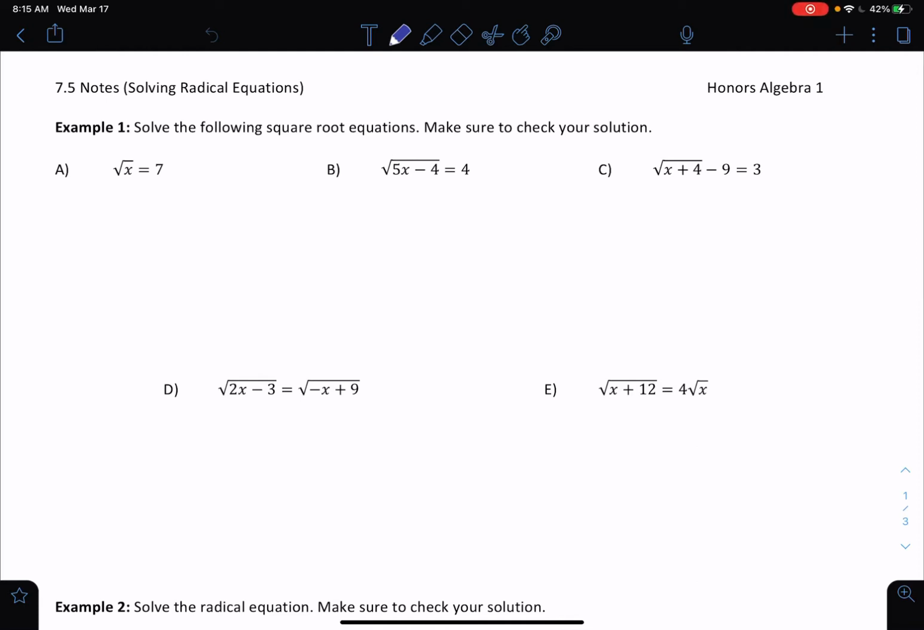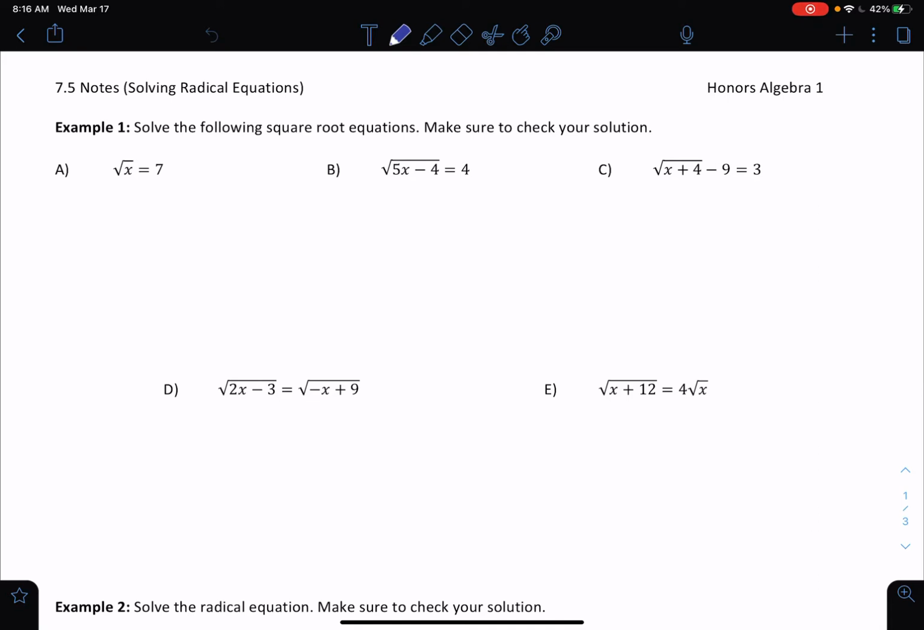Hello there everybody. In this video we are going to be looking at solving radical equations. So we've solved linear equations before in the past. In order to do that, we had to do the opposite of what was happening. So like to undo addition, we did subtraction. To undo multiplication, we did division. All right, but what are we going to do when we need to solve radical equations?